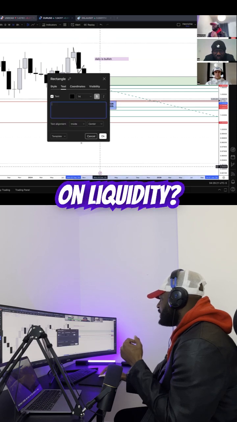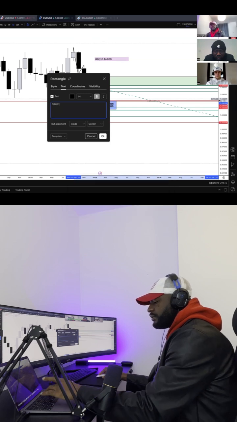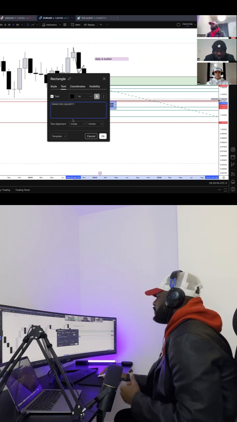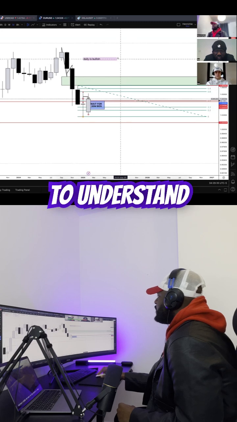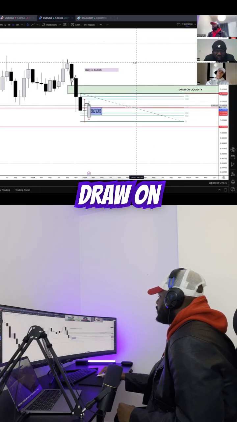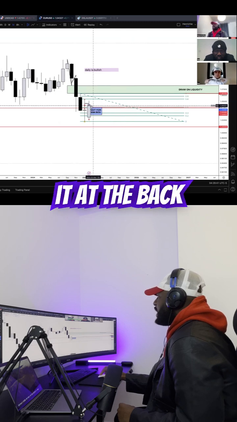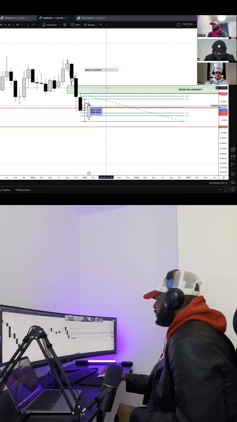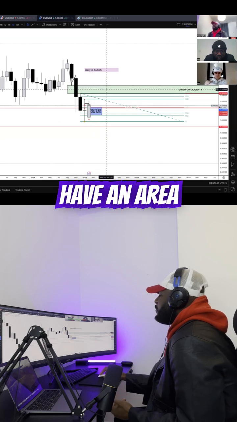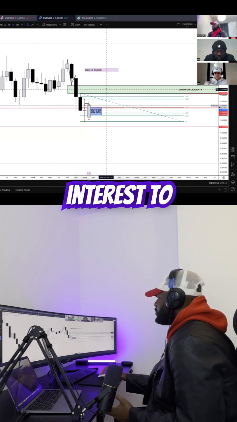What is the draw on liquidity? It's a magnet attracting price to a certain location. The reason why it's essential to understand where your draw on liquidity is, is because when you're taking trades, you already have it at the back of your mind where you'll be taking profits, where you'll be scaling out. You need to have an area of interest to enter. You need to have an area of interest to exit.